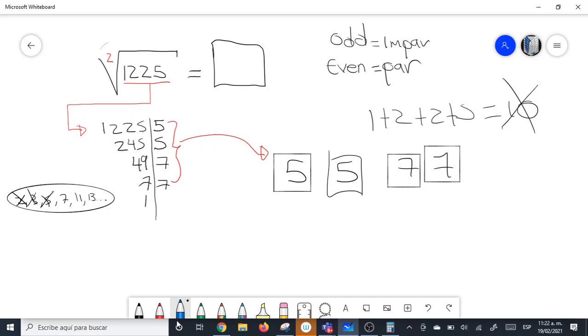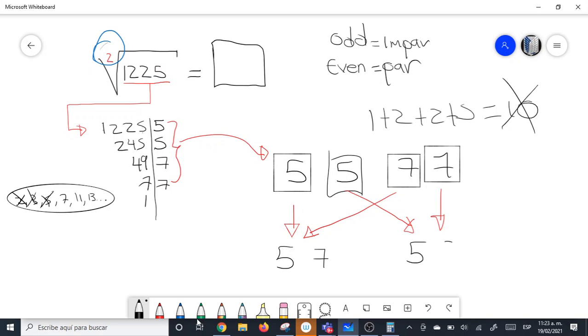We have to reorder these numbers because we want 2 groups. Remember, 2 groups because of the index 2, but they need to be equal. So the best way that we can do it is like this. Mira, we take one 5 and one 7 here, and we take the other 5 and the other 7. 5, 7, 5, and 7. And now we have 2 equal groups. Mira, 5 and 7, 5 and 7.